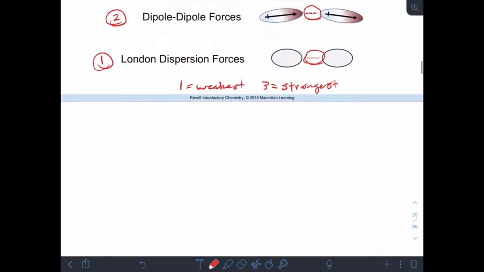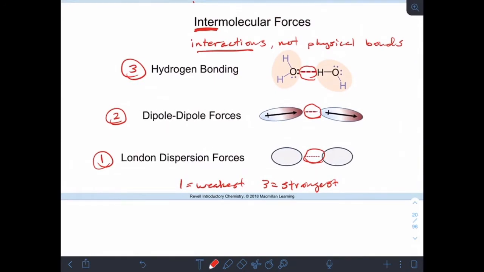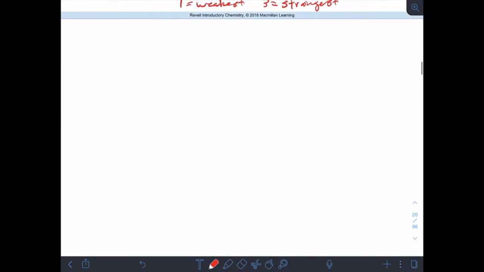Okay? So our next type of interaction in terms of strength, so this was London dispersion and we just did that one. So our next type is dipole-dipole. Now, remembering that the word dipole means two poles. And from our previous chapter, that means polar, right? We need a positive pole and a negative pole, okay?